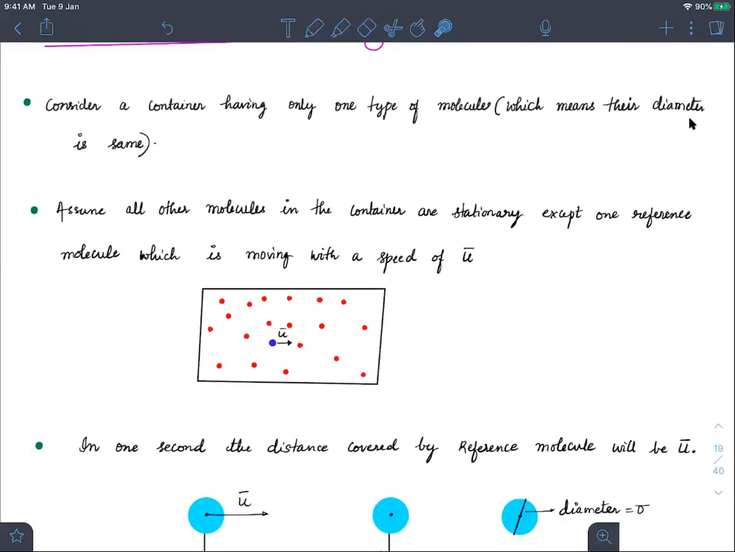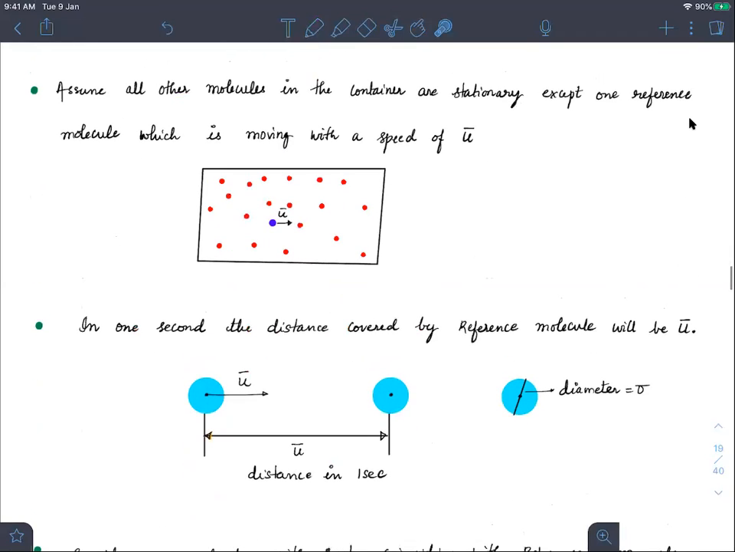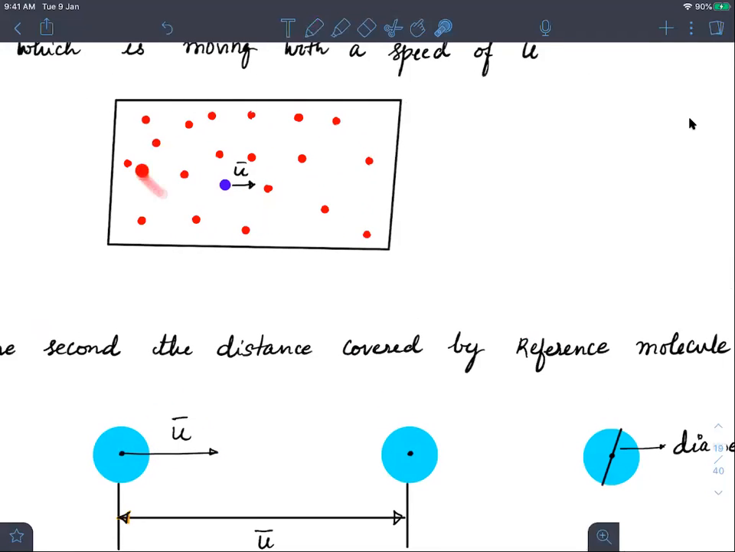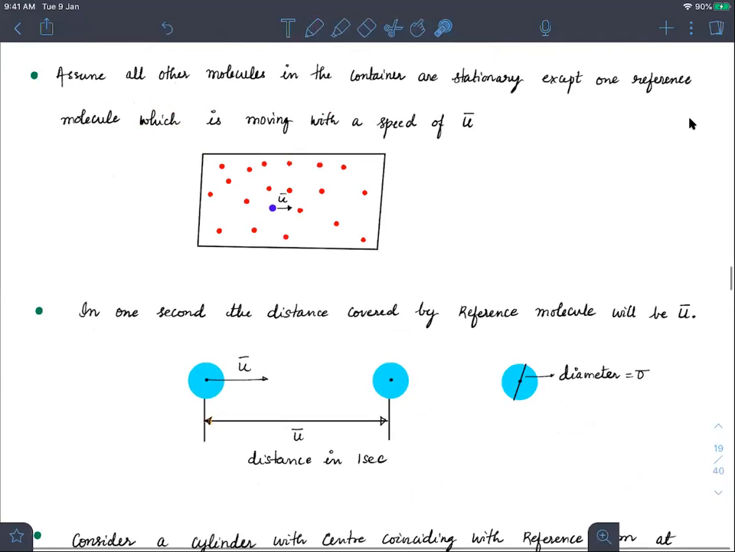Sabka size same hai. Next, assume all the particles or molecules in the container are stationary except one reference molecule which is moving with speed u. So everybody check out, all of these particles are stationary. Imagine this is the first situation, then we'll slowly develop from this theory. Imagine this particle is the only particle which is moving. This is the reference particle.